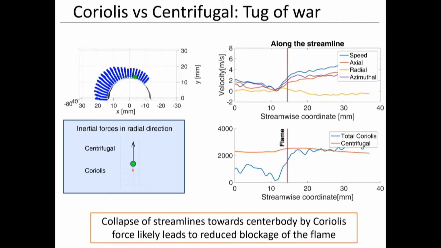So it turns out this is a very different behavior than you see in the two-dimensional case in the DNS, where you have all the information, you can compute all this stuff, and you see it's fundamentally different. So you have this sort of collapse of streamlines towards the center body due to these Coriolis forces, and that should have the effect of reducing the blockage of the flame. The blockage affects the ability for the flame to propagate or to flash back, and it's fundamentally changing that due to these fictitious forces. So this is not something that people had recognized previously.